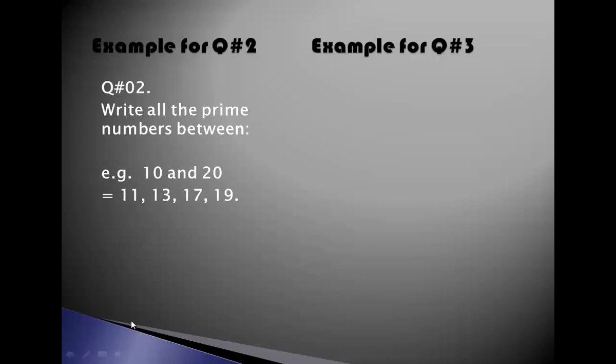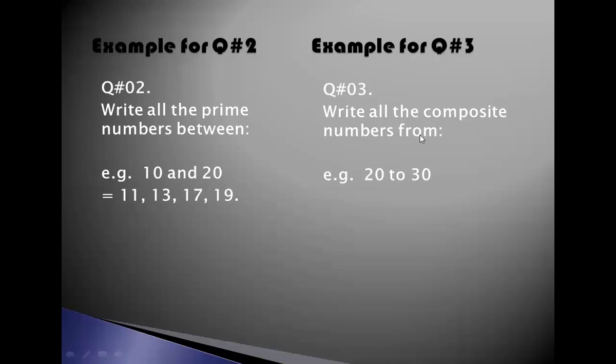Now write all the composite numbers from 20 to 30. Hurry up class, write down all the composite numbers that lie from 20 to 30. I am waiting for your answer. Composite number means you have to write the number that has more than two divisors.